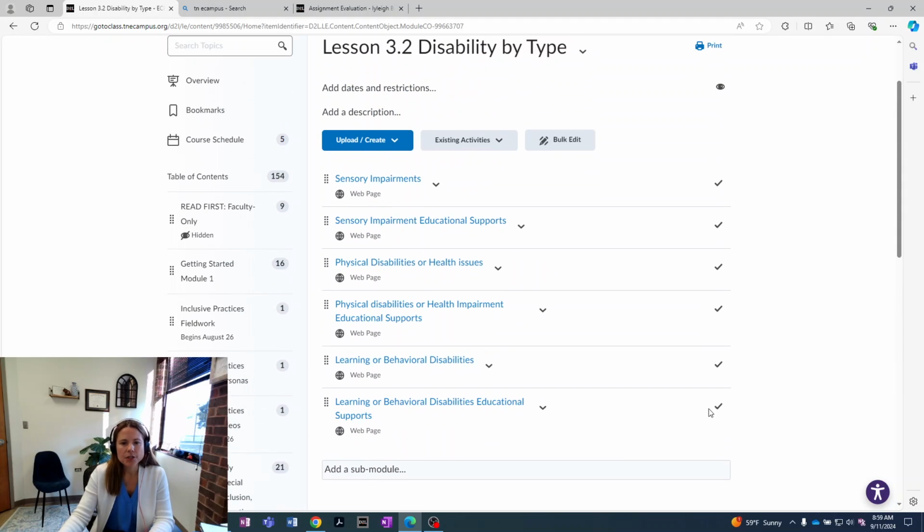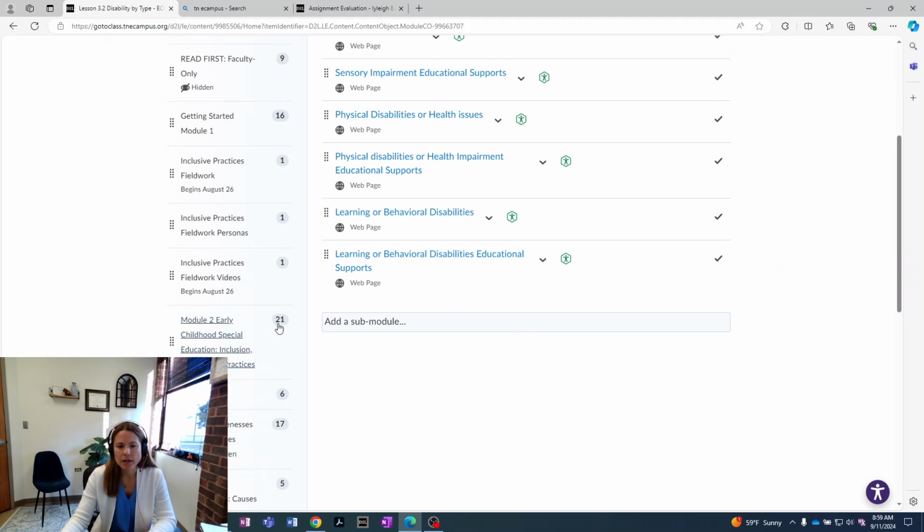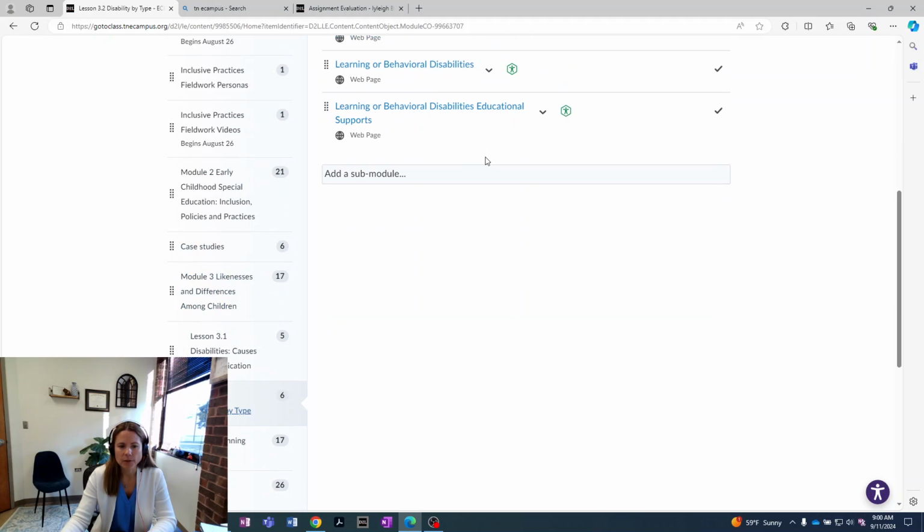In lesson 3.2, we are going to put them in those categories I talked about. Now that we know a little more about the causes and the different disabilities themselves, where does that child fall? So, sensory impairments: what are the supports if you have a child who has a sensory impairment? Then we look at physical disabilities and health issues. How do you support them? Learning or behavioral disabilities: how are you going to support them? And be thinking about where your case study child falls if you were going to put them in a group and classify that child in what specific disability category they have.